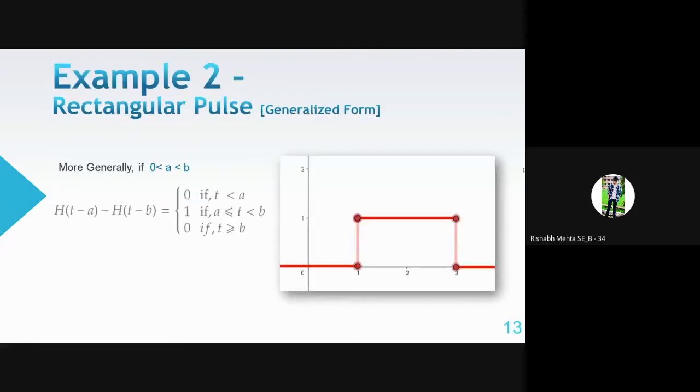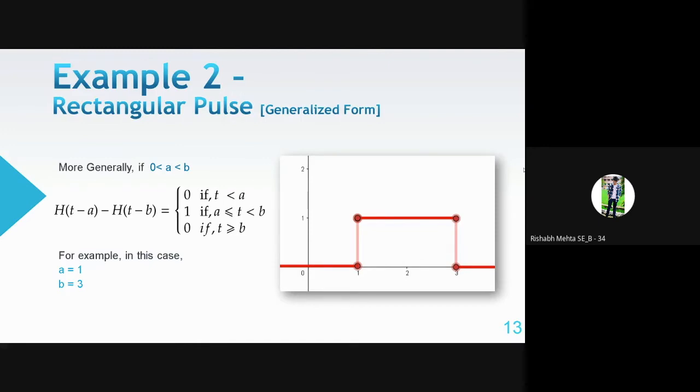With this second example we just saw, we can create a general form for the rectangular pulse. When a is greater than 0 and less than b, we can generalize this equation as h of t minus a minus h of t minus b will be 0 when t is less than a, it will be 1 when t is greater than a and less than b, and it will again be 0 when t is greater than b. We can use this general form to represent all such functions.